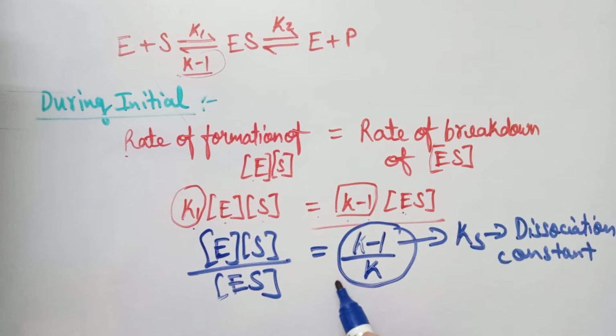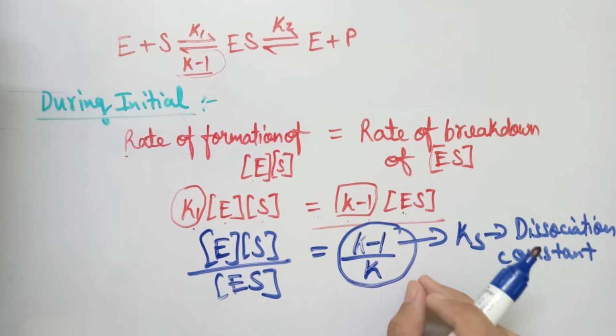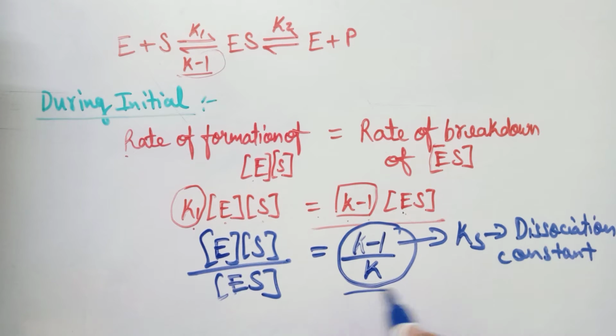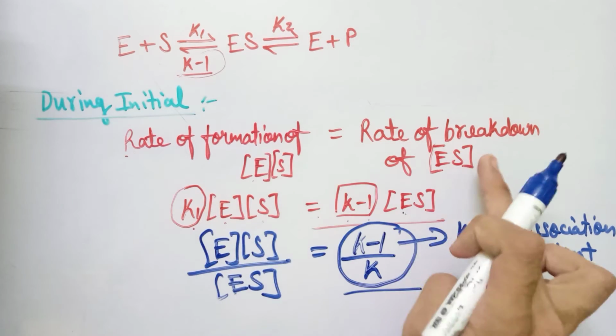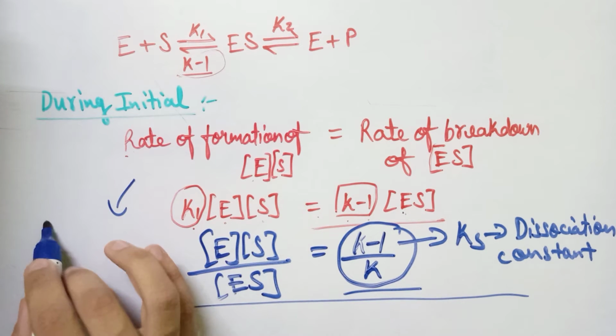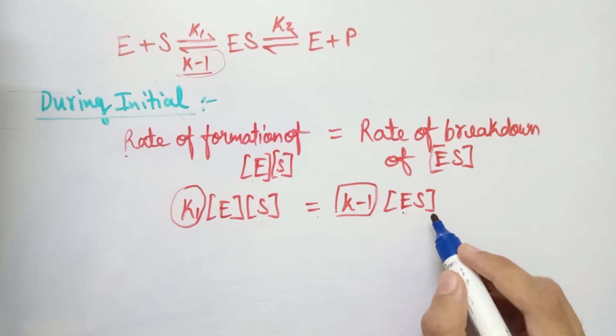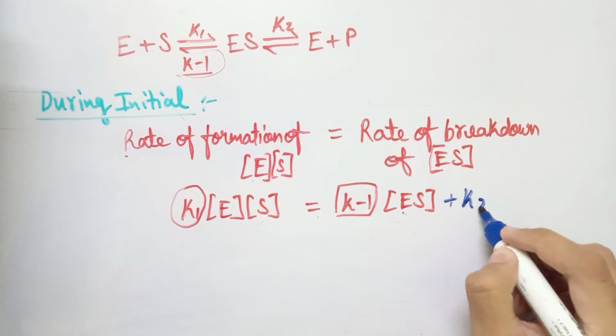Now as we know, the Michaelis-Menten equation was given by Michaelis and Menten. They were two scientists who gave this equation. But there were certain mistakes in this dissociation constant which is coming here. So there is some mistake in this initial reaction which we are taking into consideration. Now this mistake was corrected by Haldane. Haldane further corrected this equation by giving this.